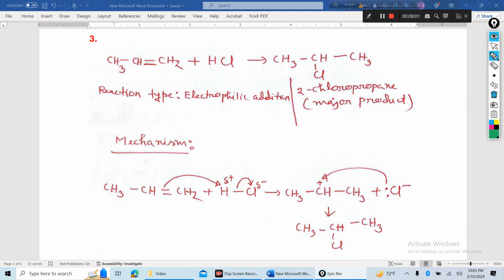What is the product's name? 2-chloropropane. The 3-carbon alkane is propane, and the number 2 carbon contains a chlorine atom, so this name will be chloropropane.